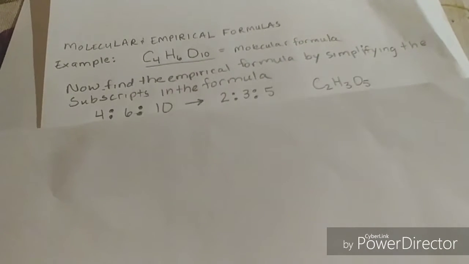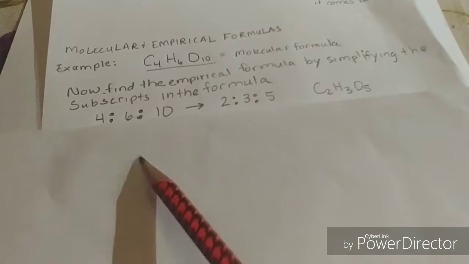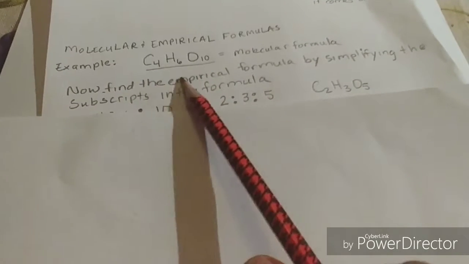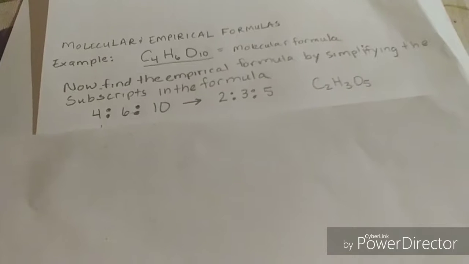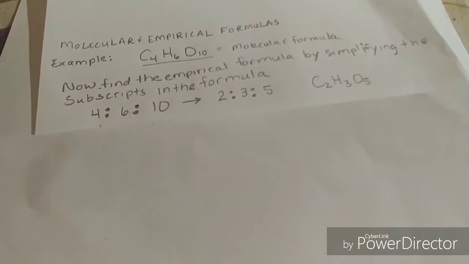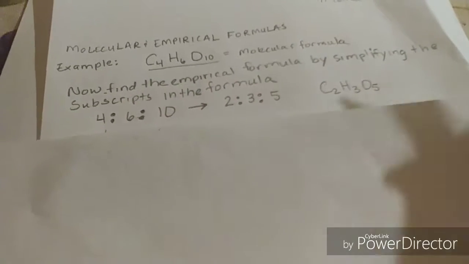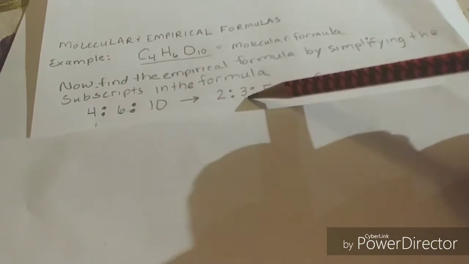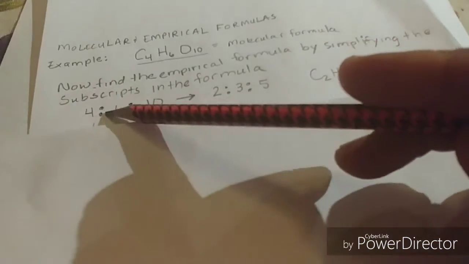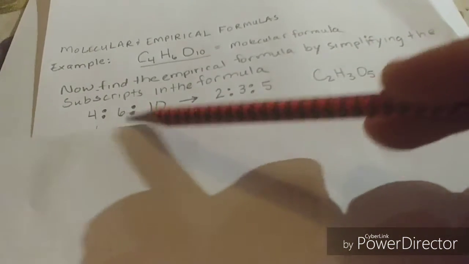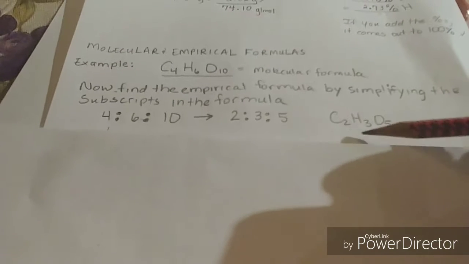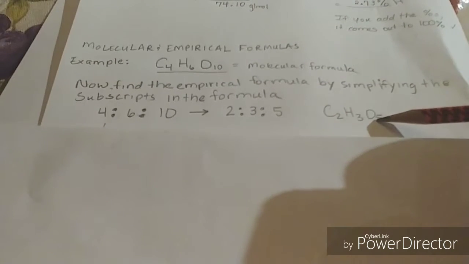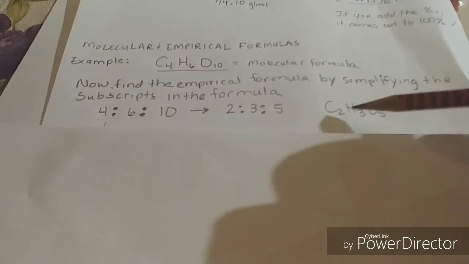Okay, so looking at our subscripts, we look at the ratio. We've got a 4 to 6 to 10. Okay, so all three of these numbers, ask yourself, are divisible by what? All three of them are divisible by 2. If we divide each number by 2, it gives us this new simple ratio. So 4 divided by 2 is 2, 6 divided by 2 is 3, and 10 divided by 2 is 5. So now we change the subscripts in the formula to 2, 3, and 5. That's our empirical formula, and that's our answer.